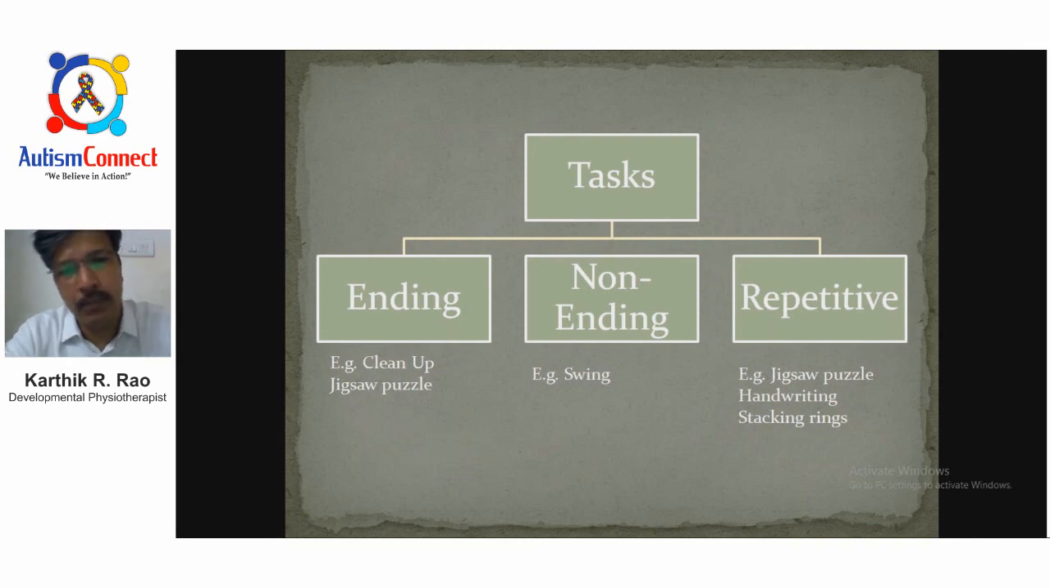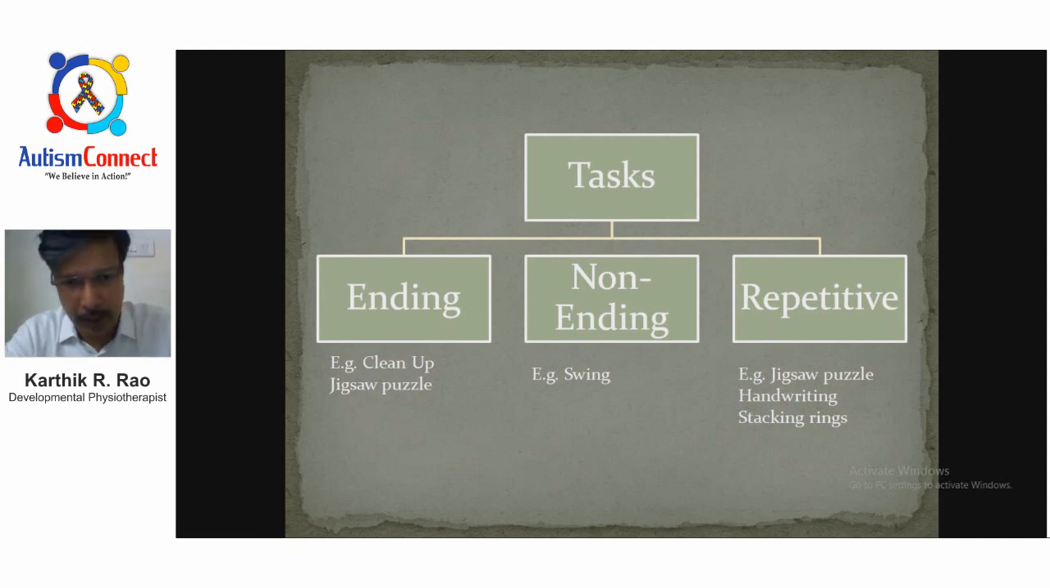But what happens with children with special needs? We either don't tell them when it's going to end, or we assume that they will not be able to understand, and so we don't really try to make them understand. So what needs to be done is, the first thing is, the child needs to know when the task will end even before they start.